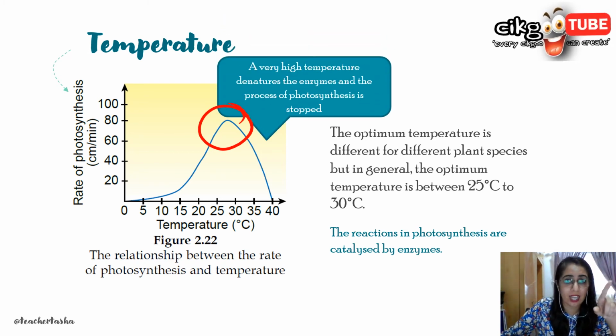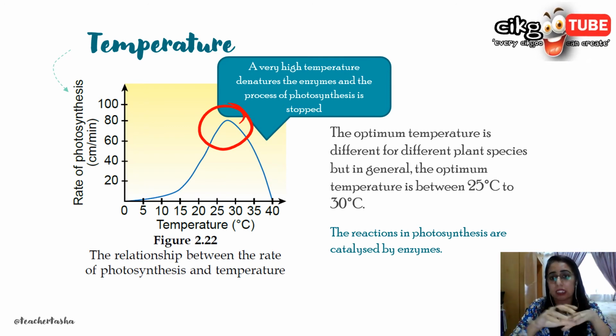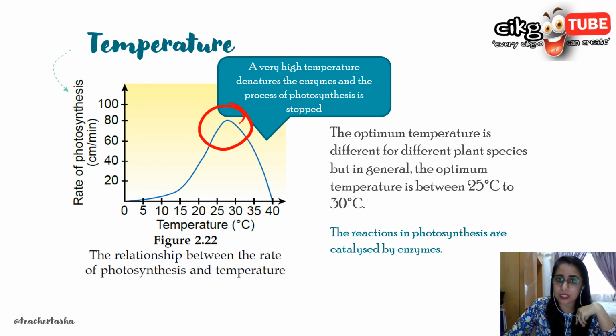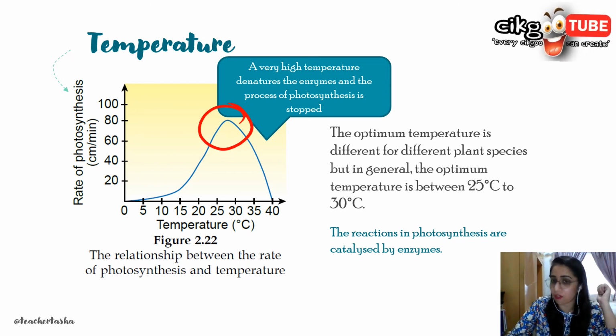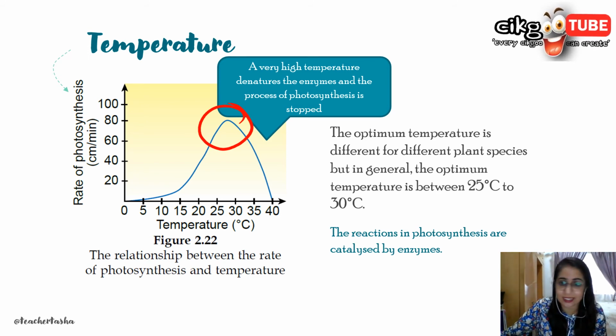Now at a very high temperature, the enzymes are denatured and the process of photosynthesis is stopped. You have learned enzyme activity in Form 4, chapter 5. So you know that enzymes at low temperature are inactive, and at high temperature they are denatured. So this affects the photosynthesis rate. So too high a temperature is also not good. Too much light intensity is also not good for the plant.